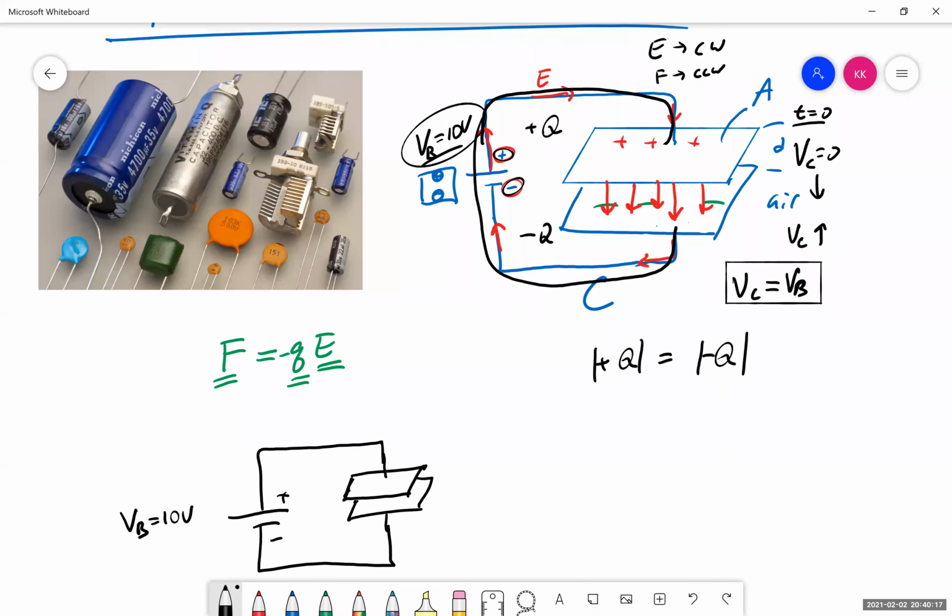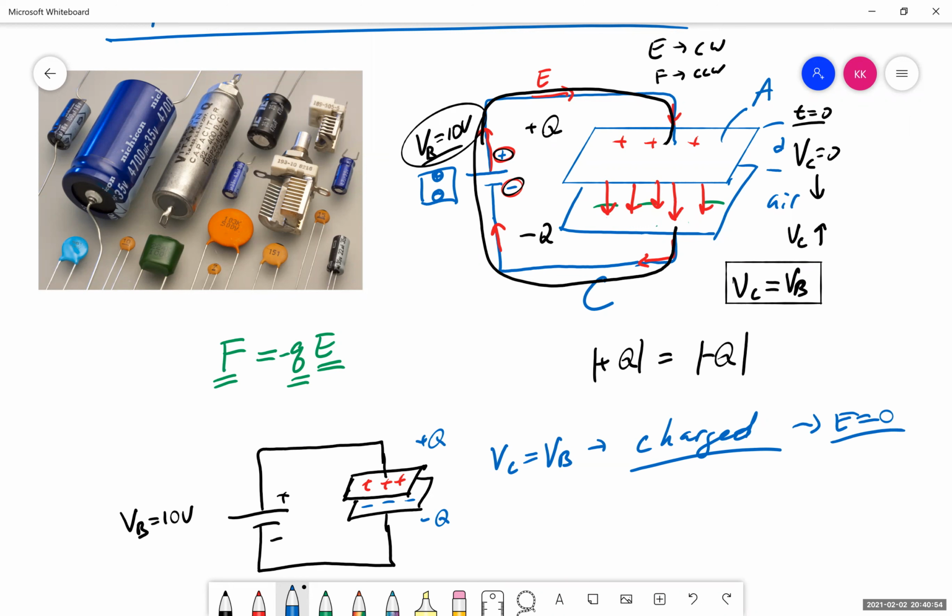Once we start charging, eventually I'm going to have the top plate positively charged and the bottom plate negatively charged. And then I can say this plus Q and minus Q are exactly the same. Now when the voltage of the capacitor, VC, that means the voltage between its plates, matches the voltage of the battery, you can say this is fully charged. Fully charged means the electric field is now zero. That means there are no more charges moving from one plate to another.